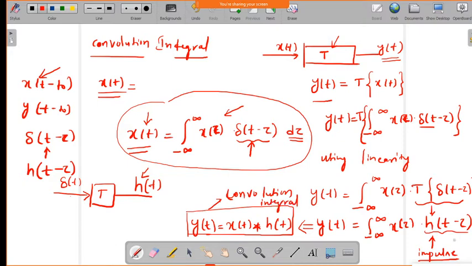Okay. So this is the expression for the convolution in the time domain, or you can use it for continuous time signals. This is the expression you need to use to compute the convolution integral. Now we can take examples of this convolution integral, and we will do it for different input signals as well as impulse responses.